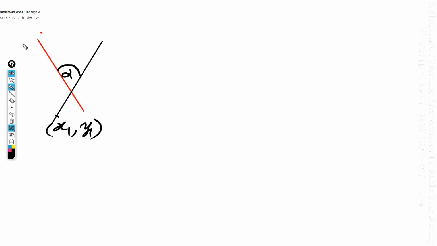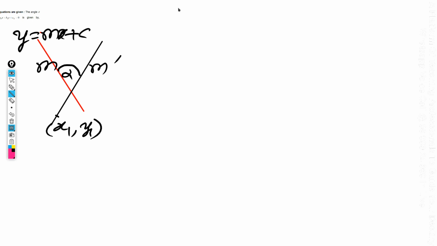The line equation is y is equal to mx plus c. What does it mean? The slope of this line is m. And the slope of this line we don't know. Let it be m dash. That means we have to find out m dash. If you know m dash and you know the point, you can straight away write the equation of the line.